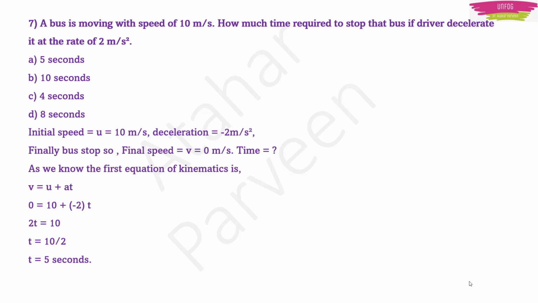Now by understanding what is given, at that time we should get an idea about which formula we have to use. Initial velocity is there, acceleration is there, final velocity is there, just time is not there. So we can simply use v is equal to u plus at. We can substitute and find the value of the time required to stop that bus. Here it comes out to be 5 seconds. So option A will be the right answer.